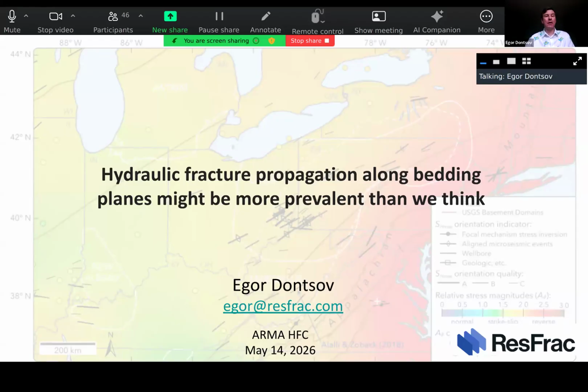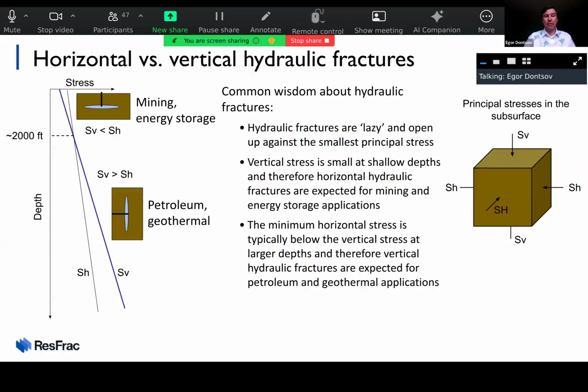I hope I'll convince you, and I'm talking about shales, by the way. Of course, there are other applications for which fractures could be horizontal, but for shales, we typically think that fractures are always vertical. Hopefully I'll convince you that this is not always the case. So first, just to make sure we're on the same page.